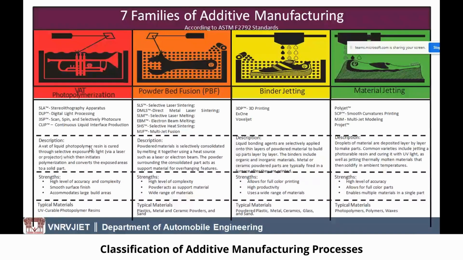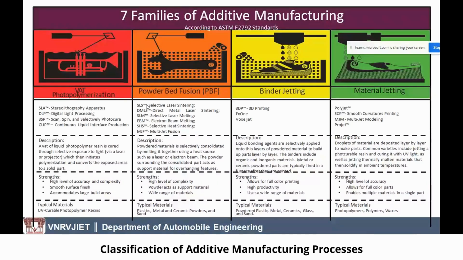And if you use a laser beam, then people may call it selective laser melting. And if you are using multiple lasers or multiple electron beams at different locations, then we call it multi jet fusion. And here the typical materials we use are plastics, metals, ceramic powders, and sand also. So that is about the powder bed fusion process.